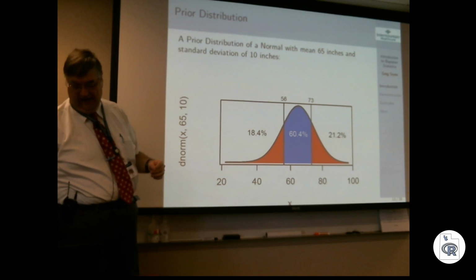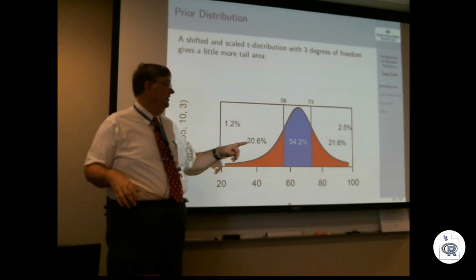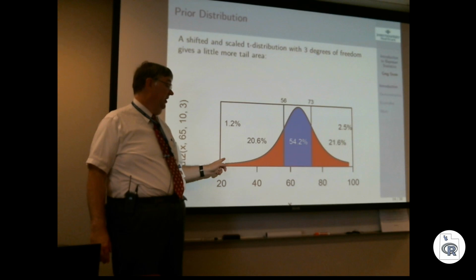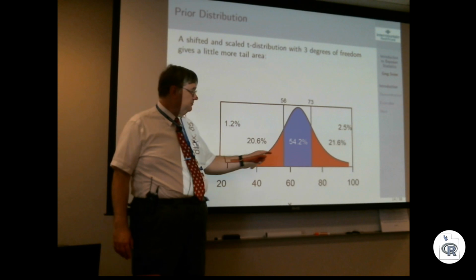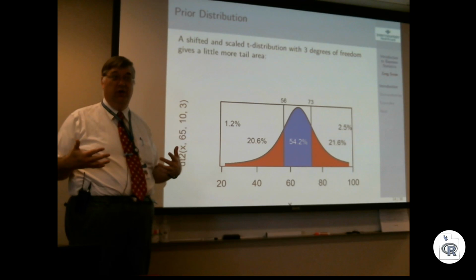If I wanted to give myself a little more wiggle room, I could go with a t distribution, centered and rescaled, with 3 degrees of freedom. Now we're down to only 54% in here. But I'm saying I have about 1.2% probability that the mean could be less than the world record shortest height, and about 2.5% probability that it is greater than the world record height. That gives me even more flexibility. With computational tools, it's not really that different whether I use the normal or the t or whatever.